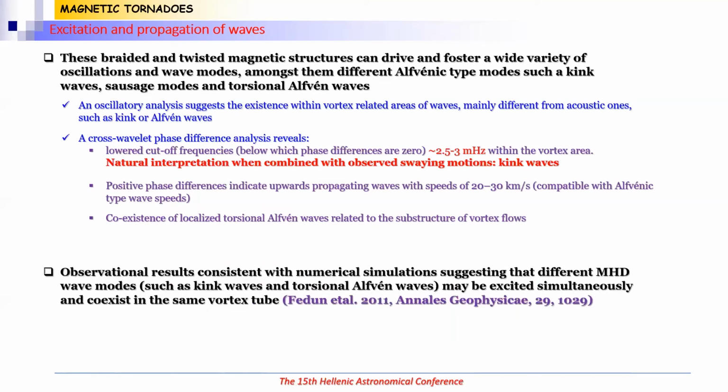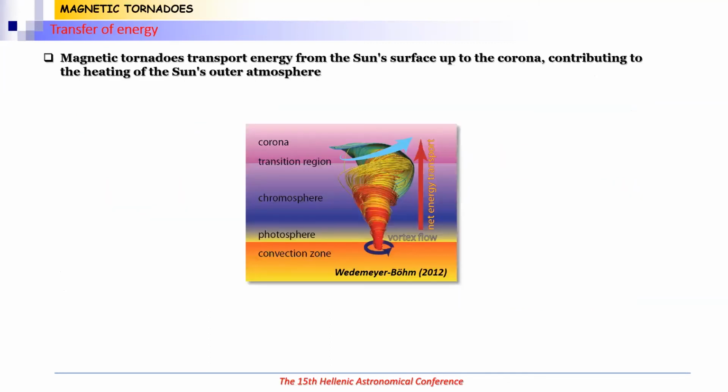So the observational result seems to be consistent with numerical simulations that suggest that different MHD wave modes can be excited simultaneously within such structures and also coexist in the same vortex tube. Now, this has, of course, implications for the transfer of energy higher up. It has already been suggested a decade ago that magnetic tornadoes transport energy from the sun surface up to the corona, contributing to the heating of the different layers of the sun.